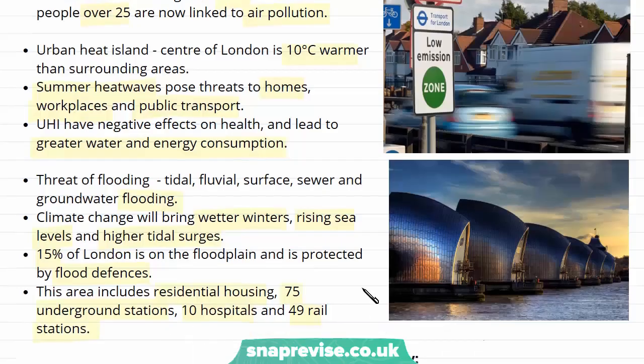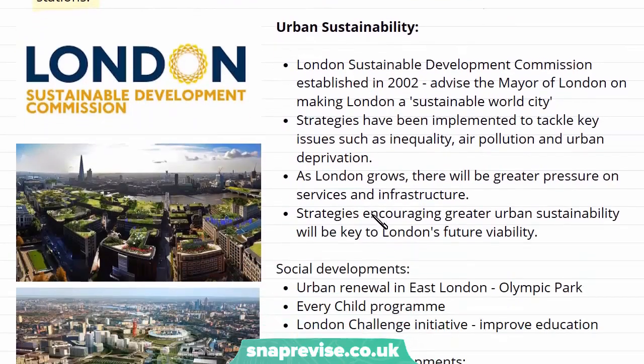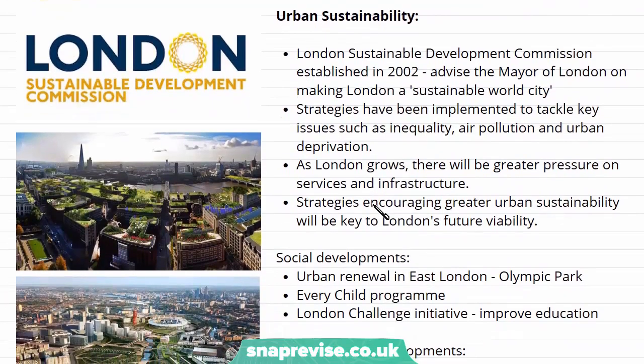And finally, we're going to learn a bit about urban sustainability in London. The London Sustainable Development Commission was established in 2002, and the aim of establishing this commission was that they were going to be able to advise the Mayor of London on making London a sustainable world city. So we know that sustainability is all about using resources in a sustainable fashion so that we don't damage resources for future generations, including protecting the environment as well.